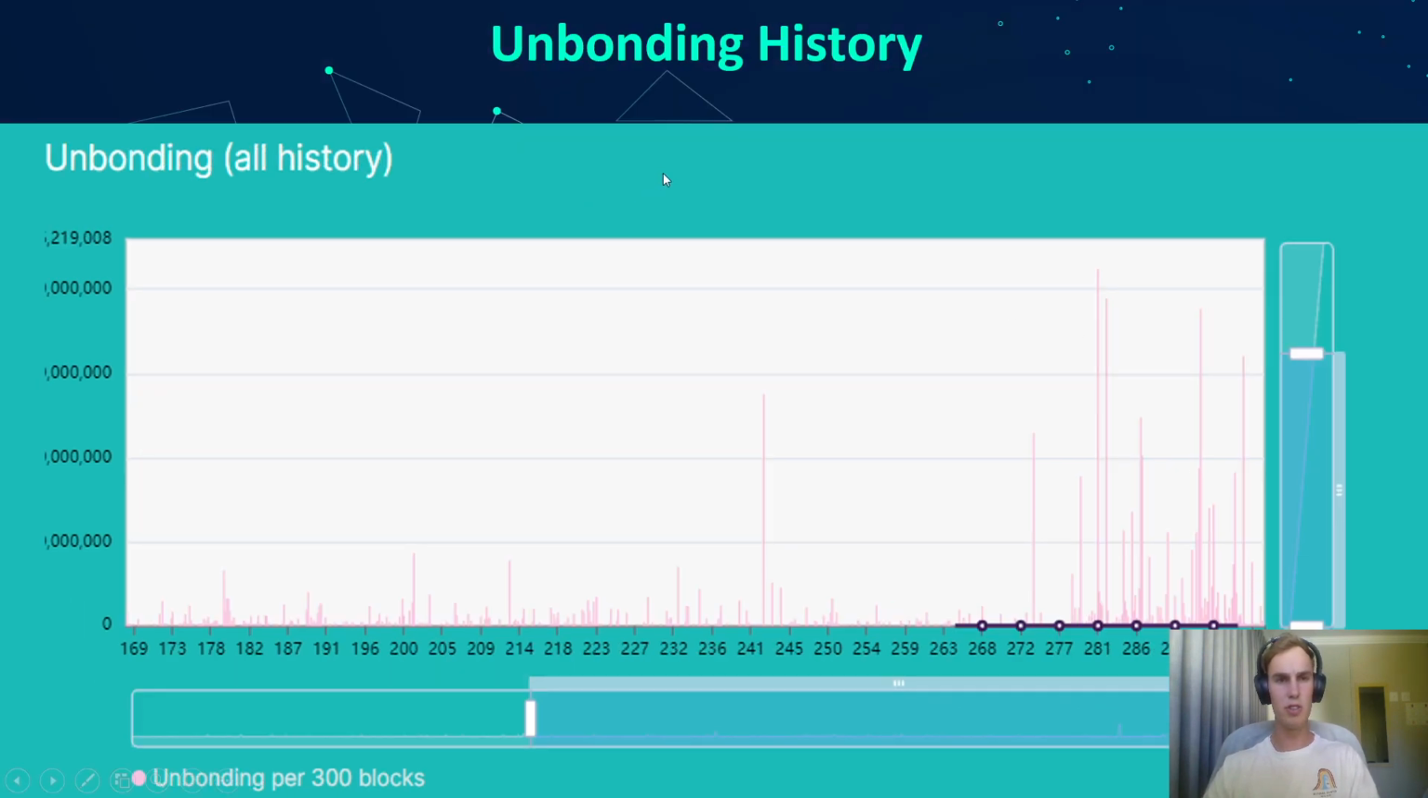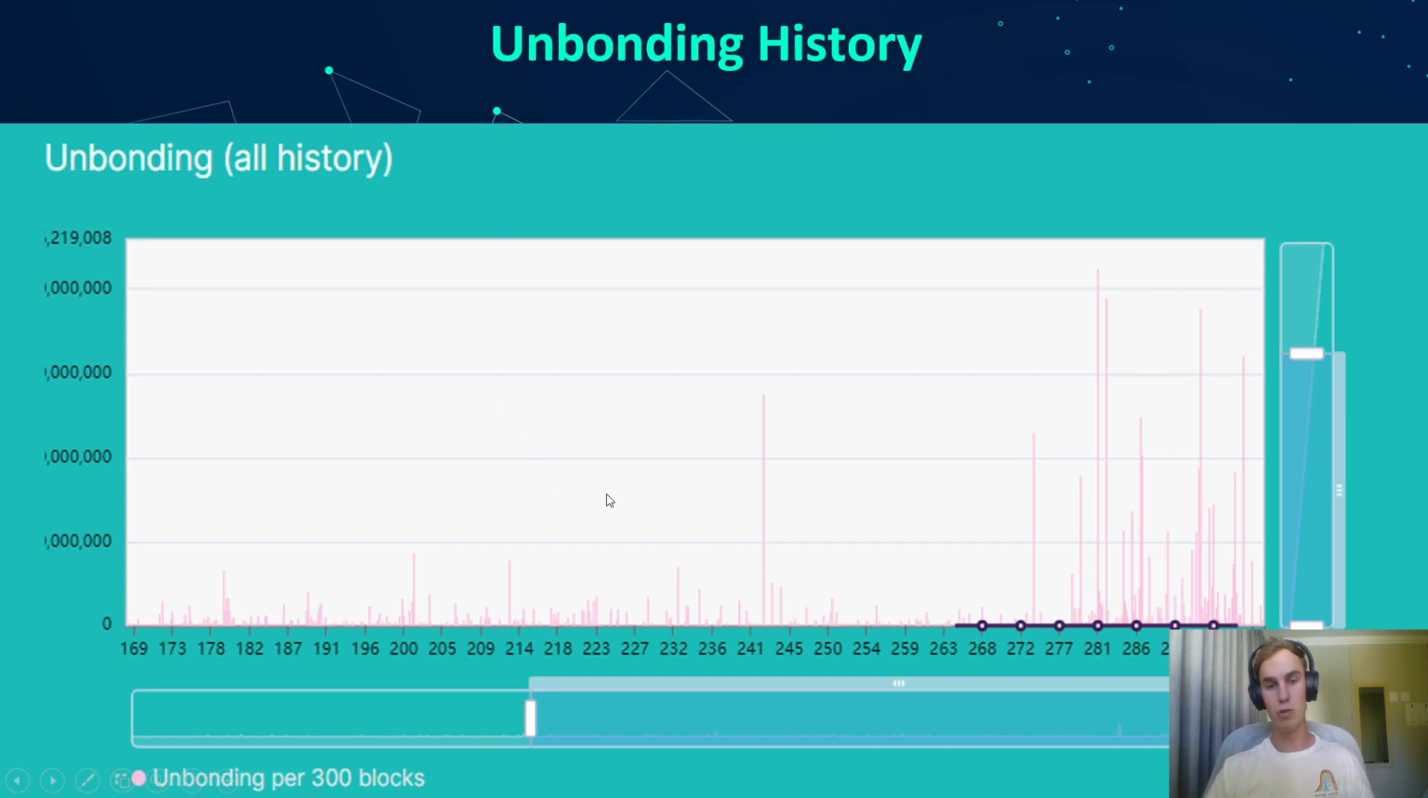This chart shows the unbonding history. So what this means is, when you are busy staking your tokens and you decide to unbond them, usually, why would you unbond tokens? You obviously want to maybe select a new collator to stake with, or you would be sending those tokens to an exchange to sell them.